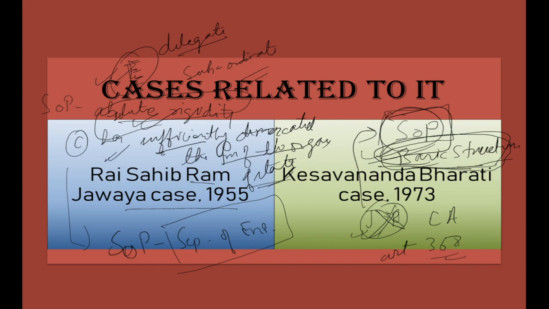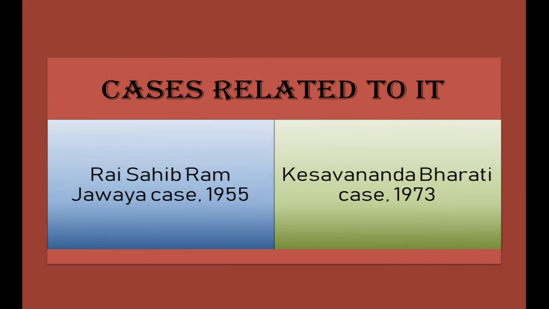So thus, what you can derive from these two cases and even use as a conclusion in your answer, you can say that though the separation of power in India is not followed with absolute rigidity, the constitution has sufficiently demarcated the functions of various organs of the state, and the Supreme Court in the Kesavananda Bharati case has clearly stated that this separation of power is a basic structure of the Indian constitution.